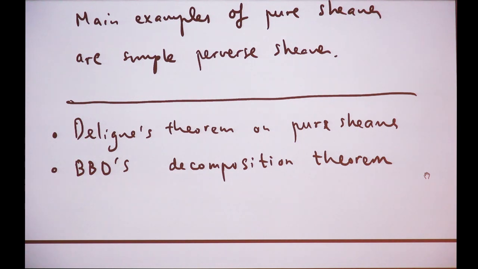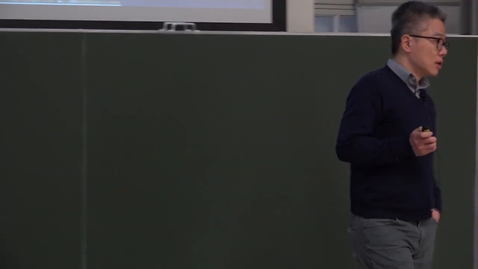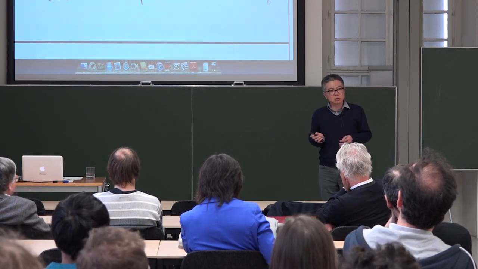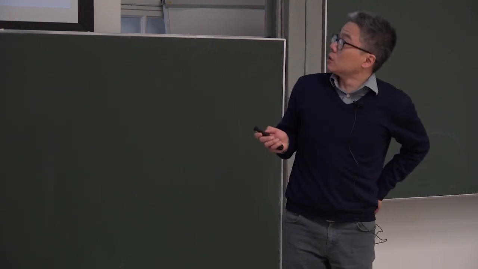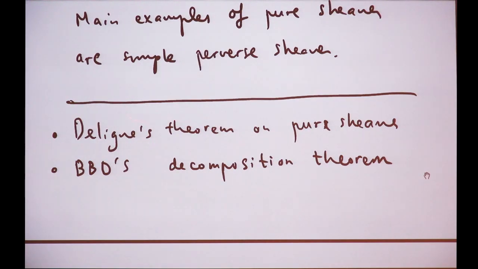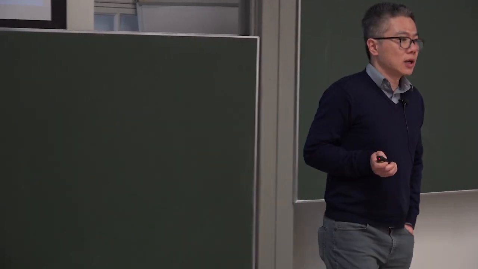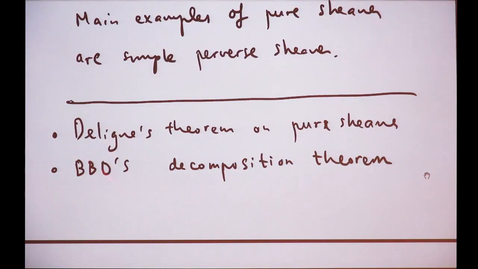So when we deal with perverse sheaves on algebraic varieties, those are the main tools that we have. I think I can basically work with them as a black box, at the beginning at least, and they're actually powerful. That one is called the Deligne theorem on pure sheaves, that the push forward of a pure sheaf is pure, and the Beilinson, Bernstein, Deligne decomposition theorem.